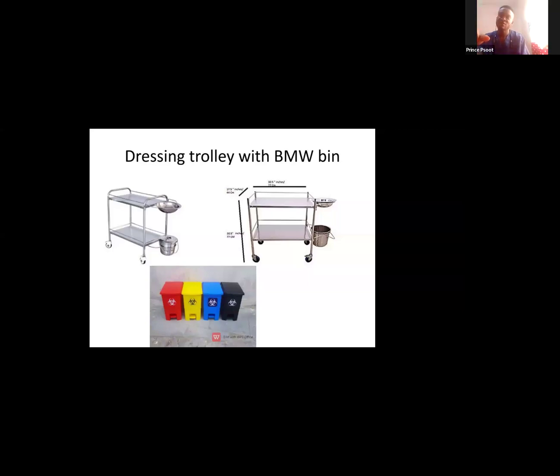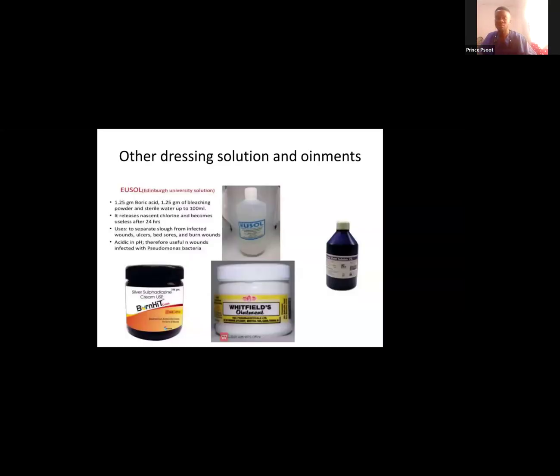Then we look at this now. We have those receivers for collecting used saline. When you use saline and you are done, you don't just litter the ground. You put them in the receiver where they can be discarded finally.